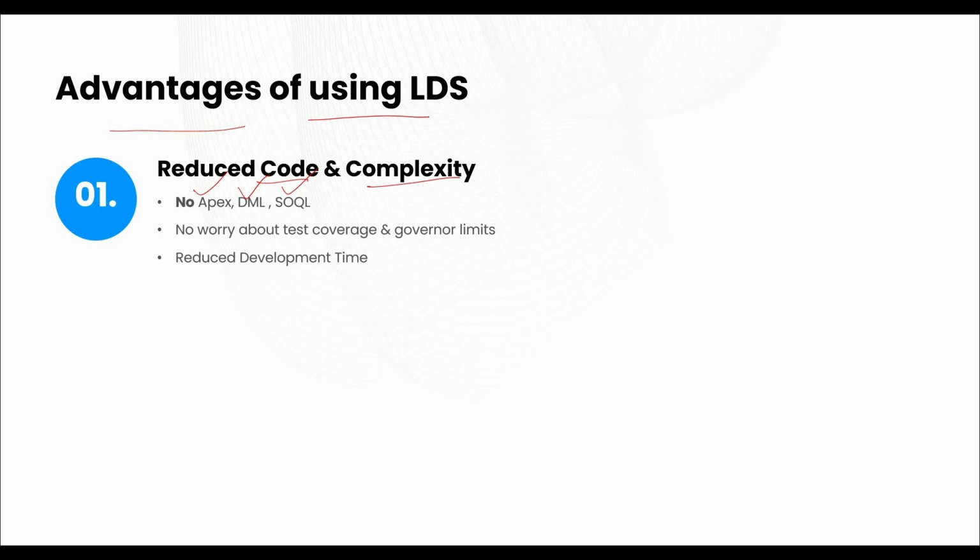All we need to use out-of-box components and adapters. We'll discuss more about them in some time, okay? And if we don't write custom code and use out-of-box features to perform data operations, then it means we don't need to worry about test coverage and governor limits, and also our development time will get reduced, right? So we can say if we use LDS, then we can reduce custom code, and if code will be less, then complexity will also be reduced, right?